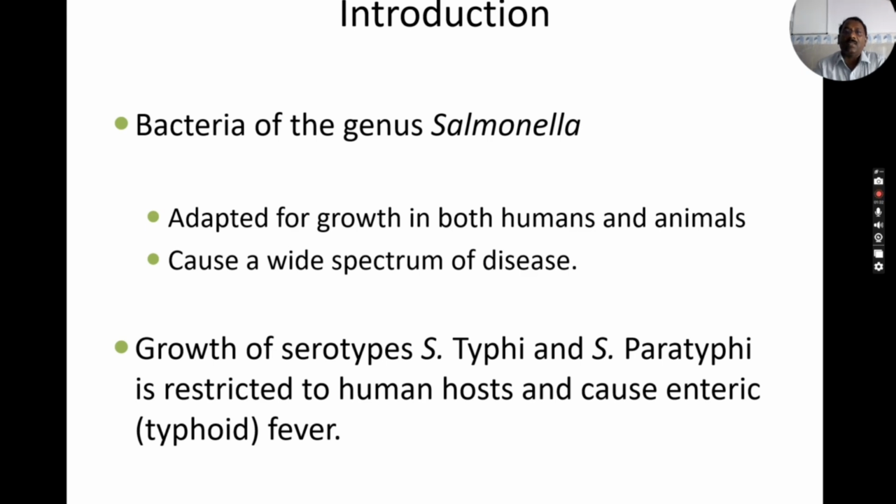And you know that this is a Salmonella species, so Salmonella Typhi or Paratyphi, etc. Adapted for growth in both humans and animals, they cause a wide spectrum of disease. Growth of the serotypes Typhi and Paratyphi is restricted to the human host and causes enteric fever. So Typhi and Paratyphi are exclusively for humans, whereas the other Salmonella bacteria can infect both humans as well as animals. And not only fever, it causes a wide spectrum of disease.